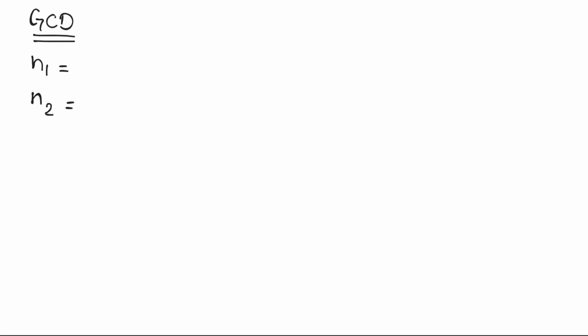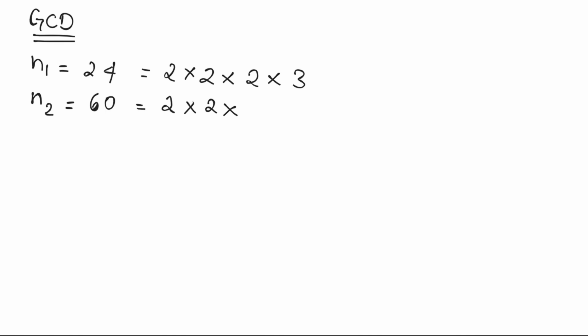So for example, we'll take n1 as 24 and n2 as 60. Now we have to find the factors of these two numbers. So for 24, the factors would be 2 into 2 into 2 into 3, that is 8 times 3, which is 24. And for 60, the factors would be 2 into 2 into 3 into 5. We have got the factors.